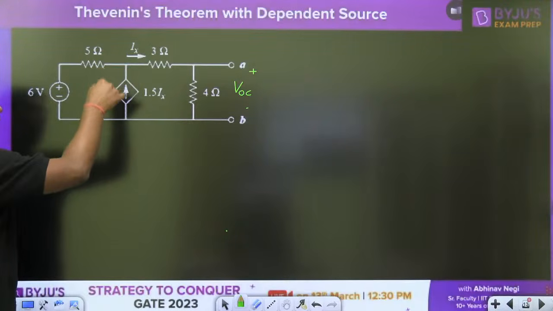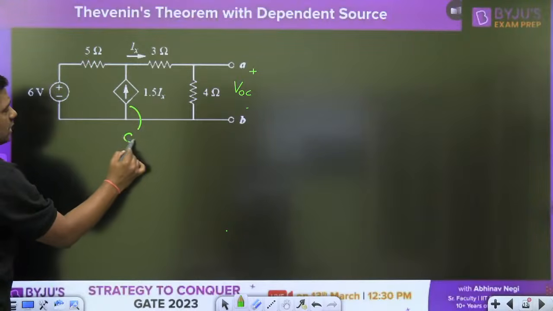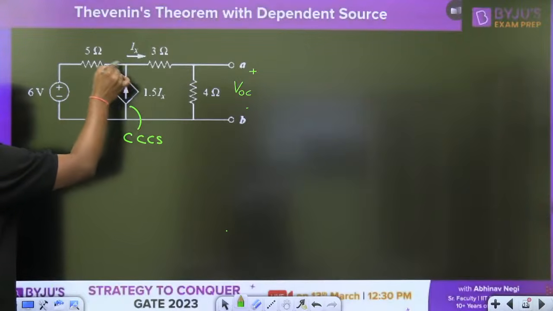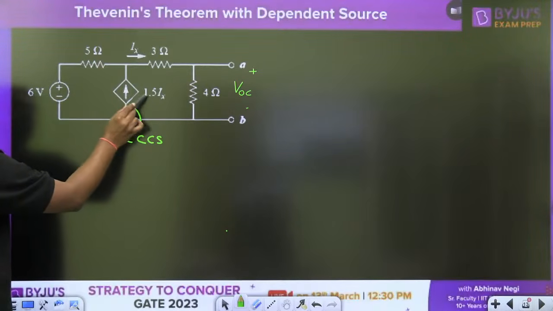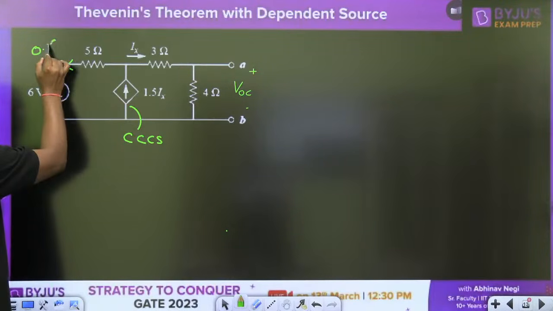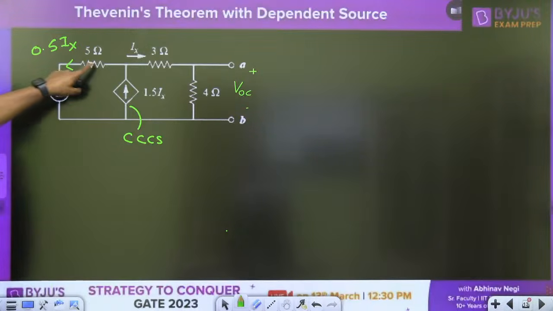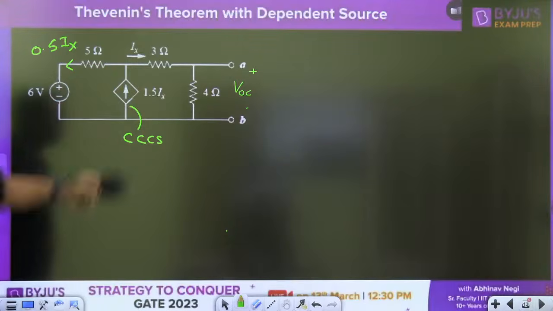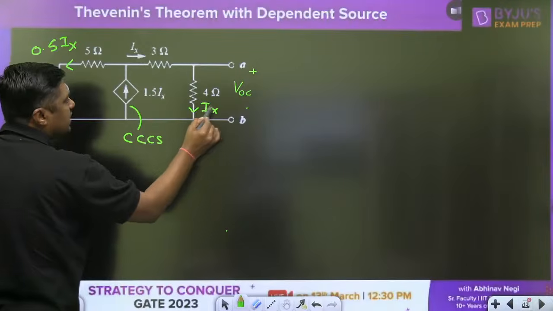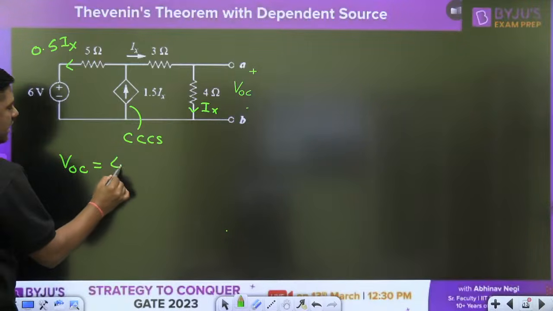What is the current here? 1.5 Ix. It depends. This is a current controlled current source. Ix is going here. What is the current in this branch? 1.5 Ix minus Ix. So here it is 0.5 Ix. 0.5 Ix is the current in this direction and Ix is the current in this direction. This Ix will flow through the 4 ohm resistor, then VOC will become 4 times Ix.